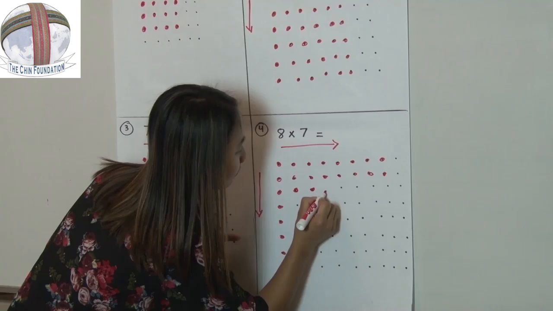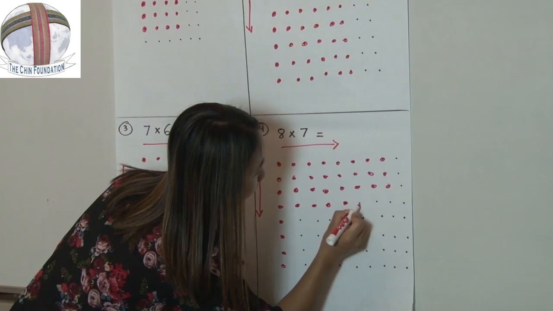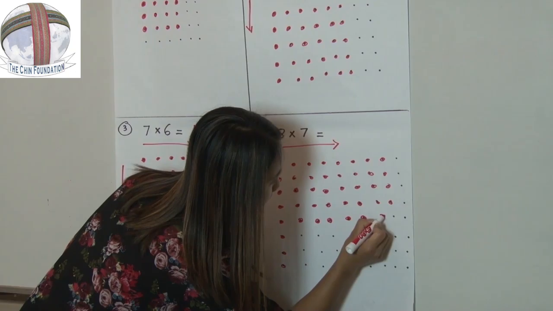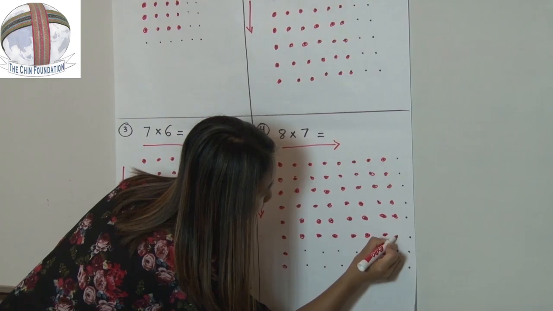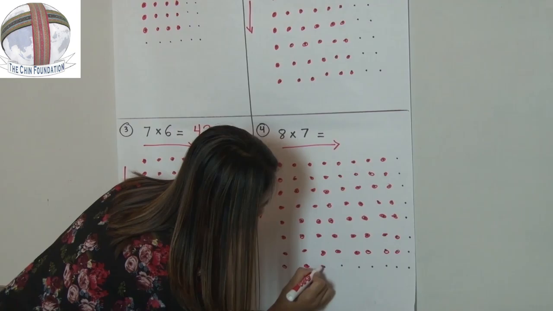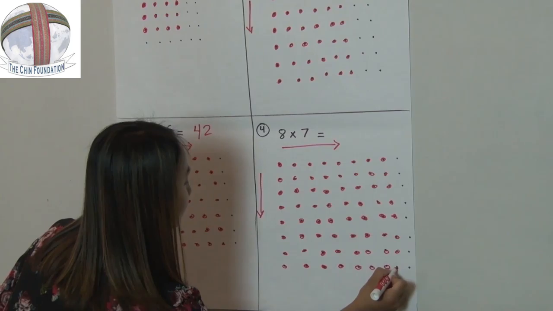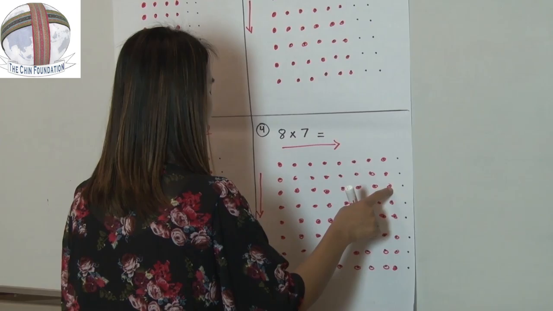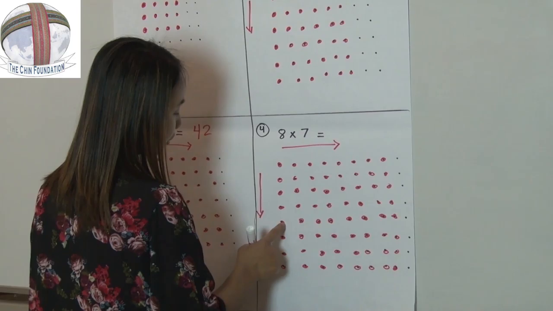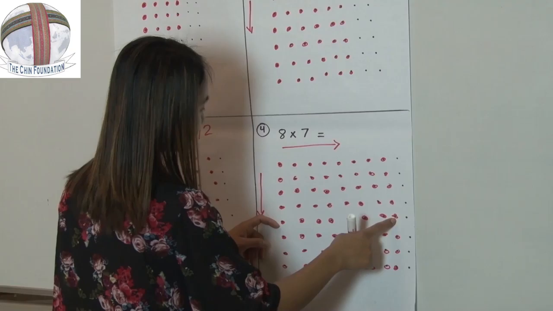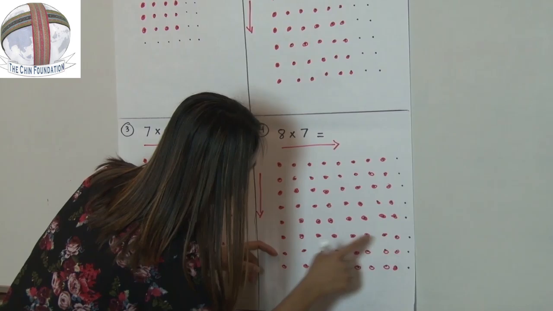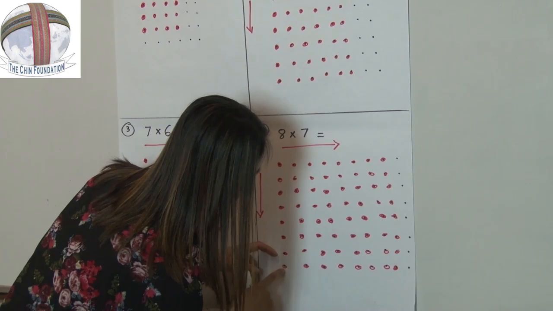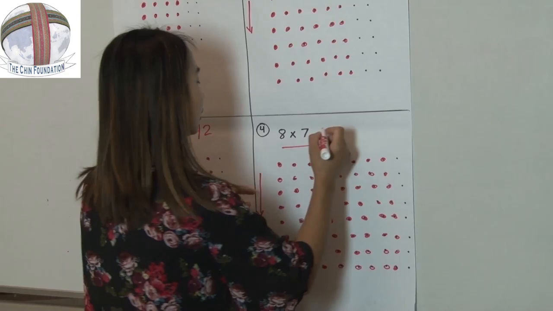1, 2, 3, 4, 5, 6, 7, 8. Okay, let's count. 1, 2, 3, 4, 5, 6, 7, 8, 9, 10, 11, 12, 13, 14, 15, 16, 17, 18, 19, 20, 21, 22, 23, 24, 25, 26, 27, 28, 29, 30, 31, 32, 33, 34, 35, 36, 37, 38, 39, 40, 41, 42, 43, 44, 45, 46, 47, 48, 49, 50, 51, 52, 53, 54, 55, 56, 57, 58, 59, 60, 61, 62, 63, 64. So 8 times 7 is 64.